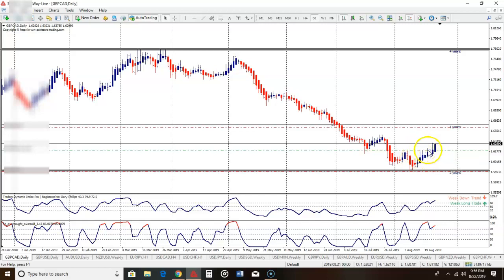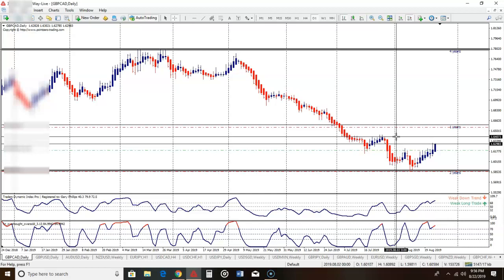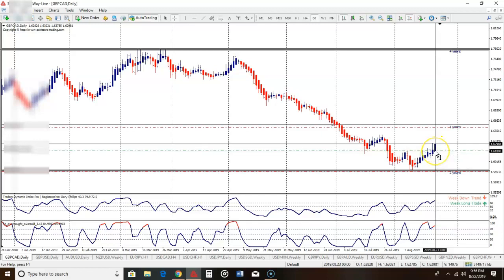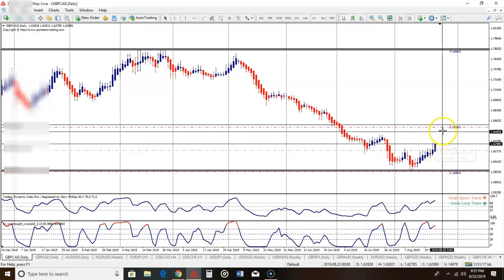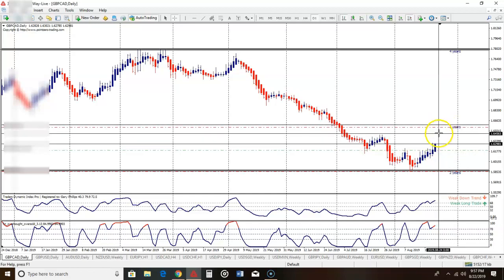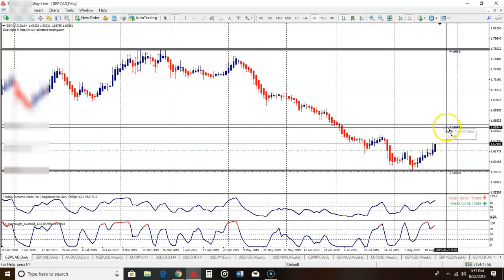Now, as you can see, so far we were correct in our analysis. We have to be mindful of this level right here of resistance. So we want to watch and see how price responds or reacts at this level. But so far, price is pushing up towards that ultimate level of resistance where we think it's going.